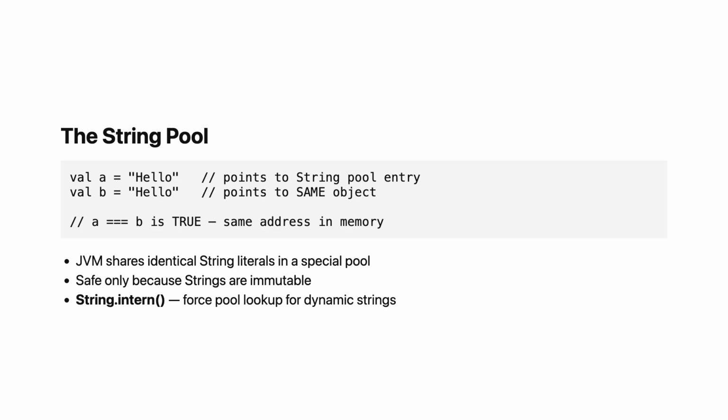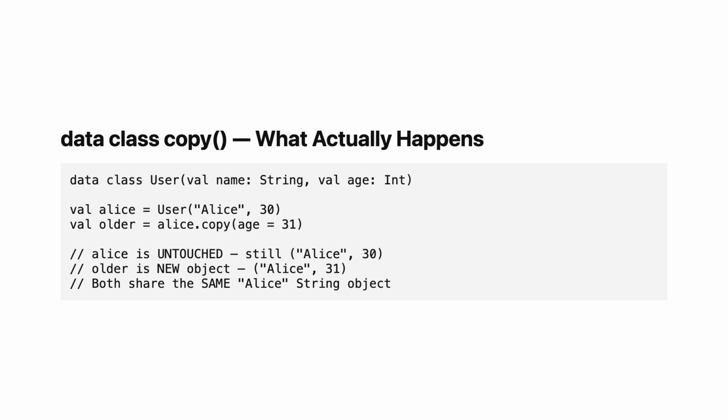You can force this sharing yourself by calling string.intern(), which says, if this exact string already exists in the pool, give me a reference to that one instead. This saves memory when you have many duplicate strings, which happens more than you might think in JSON parsing, database results, and configuration data.